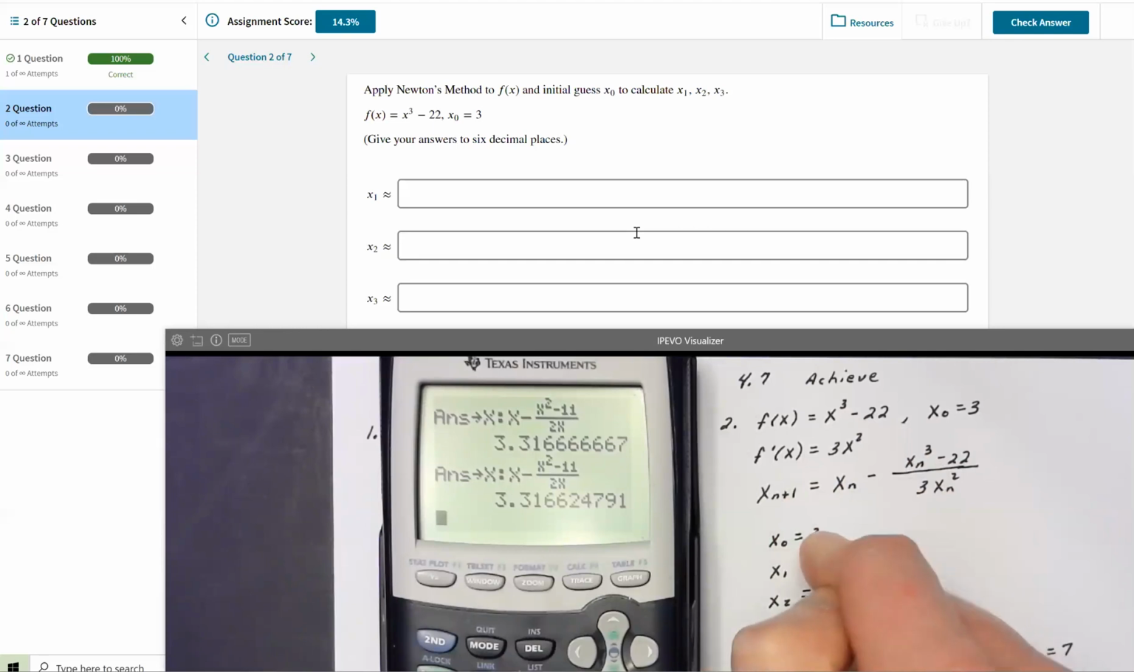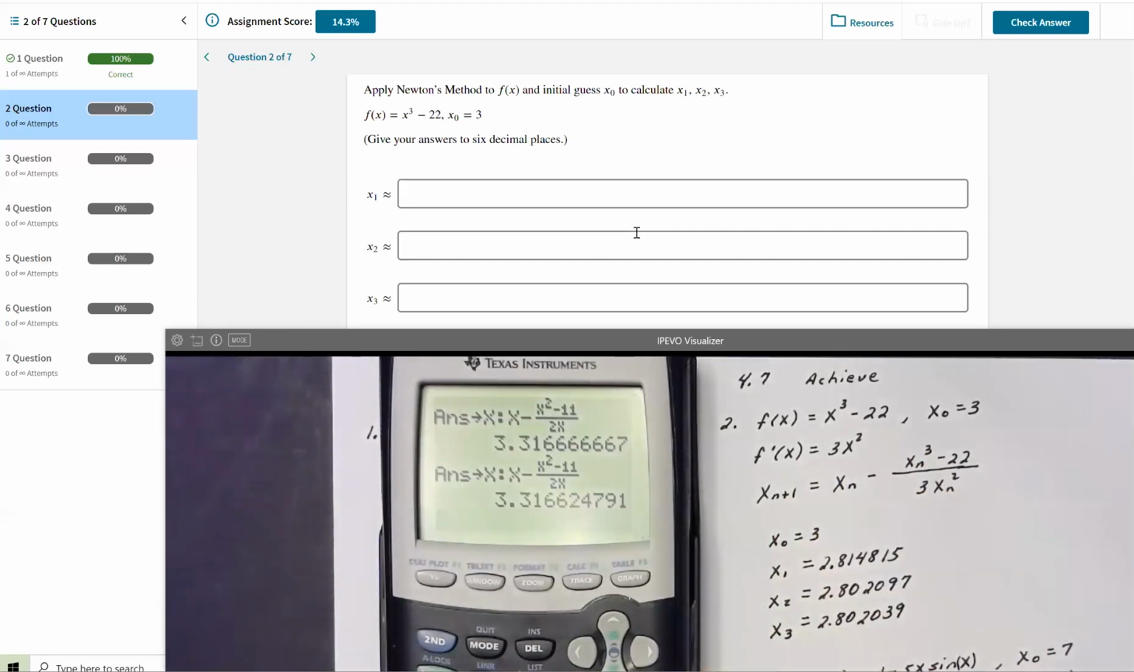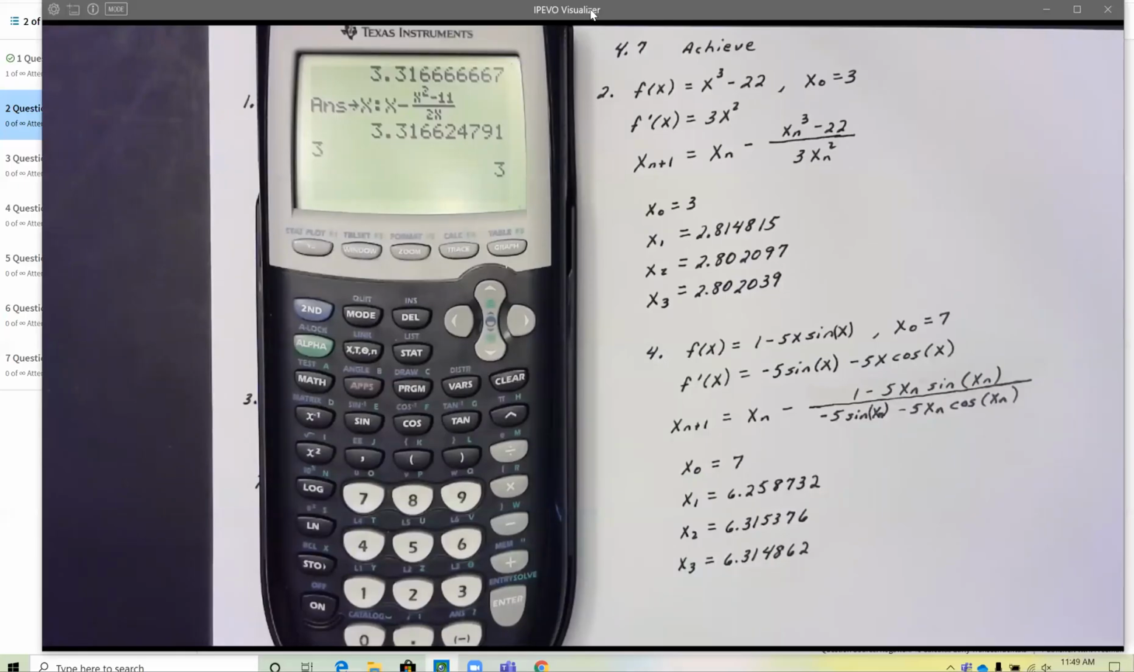Just like the last problem, it wants us to have 3 in as our original answer. So I'll say 3, enter for my answer here. Now, I'll scroll back up to make sure I'm showing the whole calculator as I do this. I have 3 in as an answer.